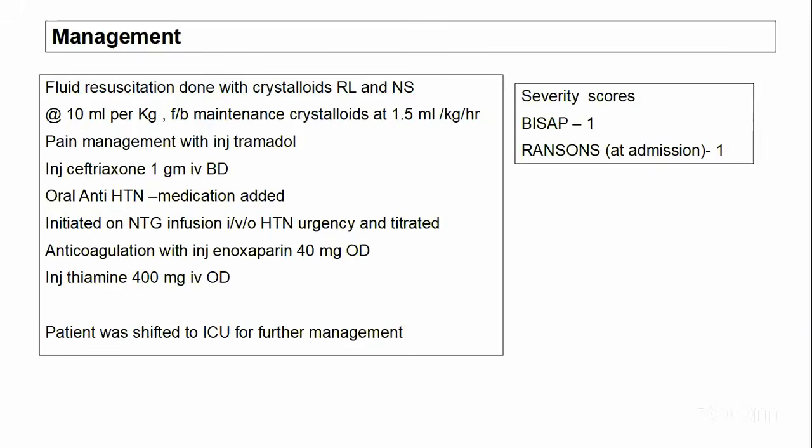Why do you need a bolus at this point of time? Though his BP was on the higher side, because the recent WATERFALL study states that if the patient is hypovolemic, then we should give a bolus of 10 ml per kg, or else we can straight away start the maintenance dose.